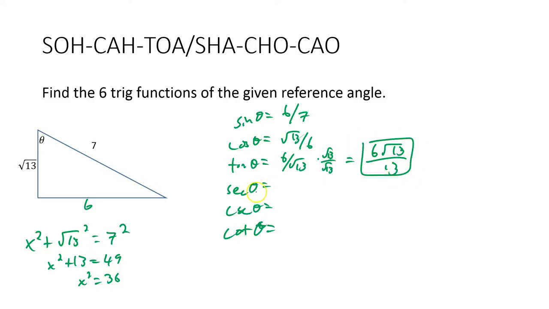Secant. Secant is hypotenuse over adjacent. That's 7 over root 13. Rationalize that. It'll be 7 root 13 over 13. Cosecant is hypotenuse over opposite. 7 over 6. We can leave that alone. Cotangent, adjacent over opposite. Root 13 over 6 can also be left alone. That's all there is to it.